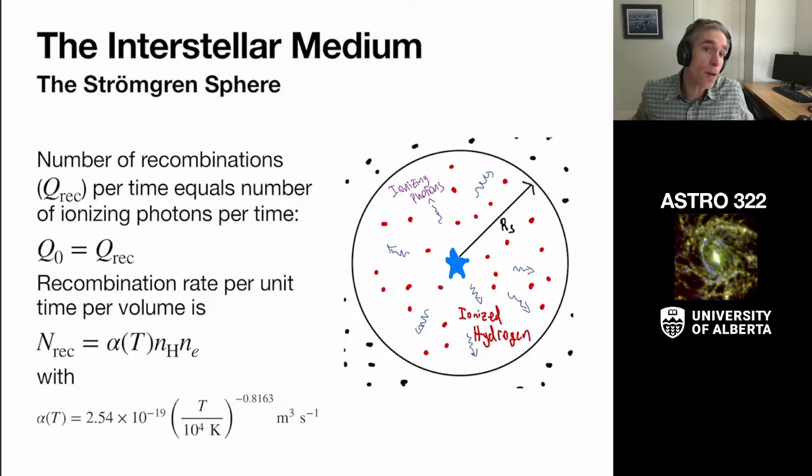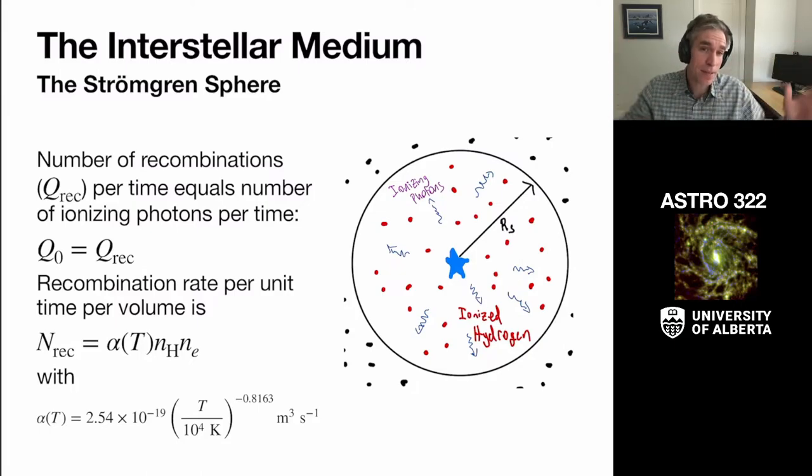If you had more ionizing photons, this region would expand a little bit and you'd go a little farther out and be able to ionize a little bit more. And if you had more recombinations, you'd absorb those photons closer to the star and the region would get a little smaller.